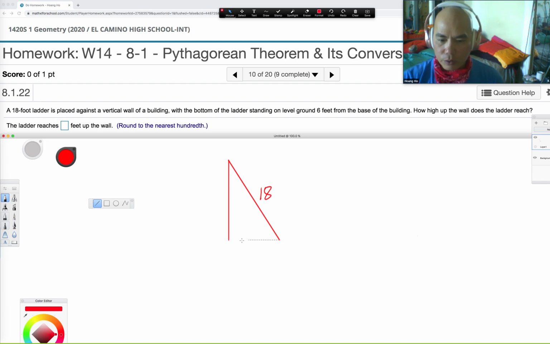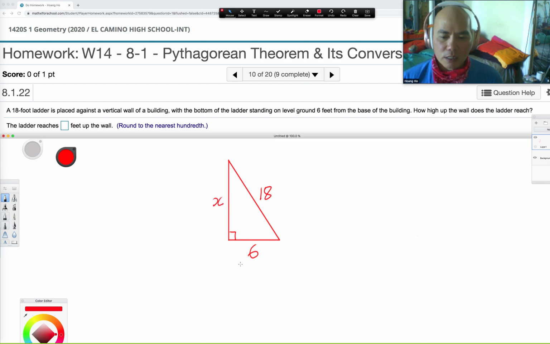Right here. Go to the wall. It's right here. All right. And this one they said with the bottom of the ladder standing on the level ground 6 feet from the base of the building. So 6 feet. This is 6 feet. Let me change it over here. 6 feet. That's it. Here we go. So the wall is standing up straight, perpendicular to the ground level. So now they ask you how high up the wall does the ladder reach. So this is the value we're looking for right there.